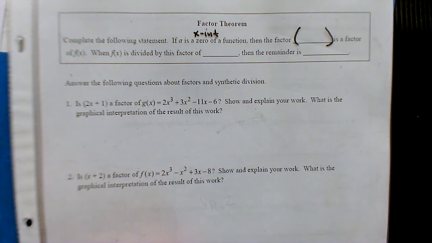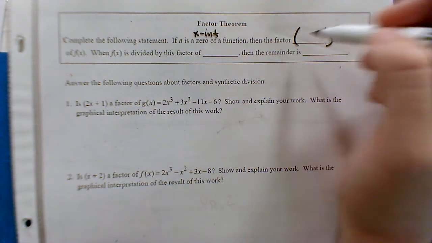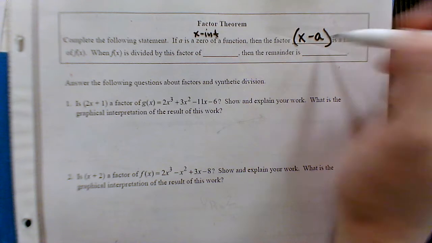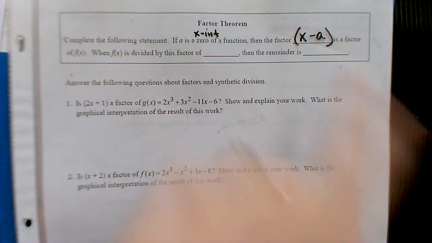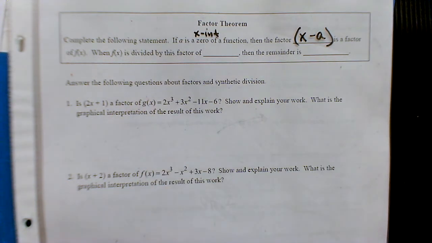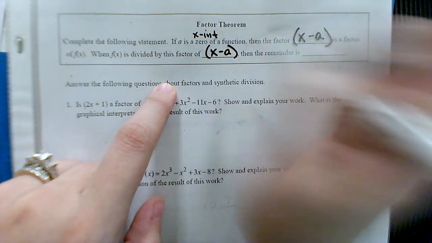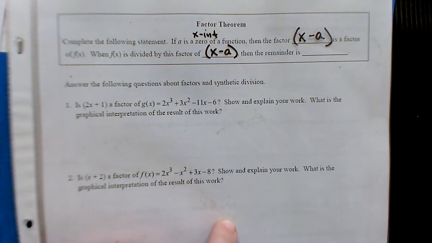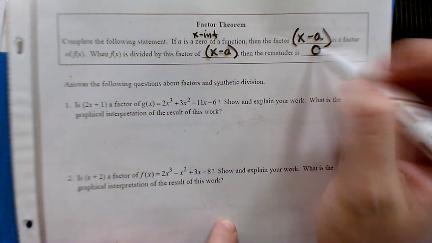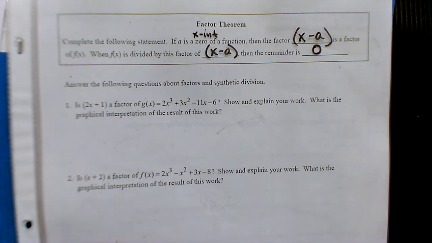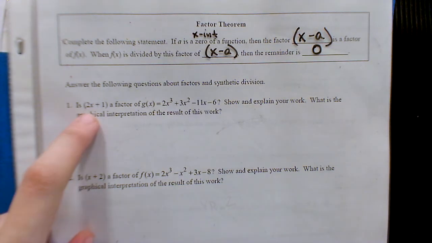Can we think about it? X minus A, okay? If that's a factor, aka that's representing an x-intercept, if we were to divide a polynomial by that factor, we know the remainder should be 0. It goes in evenly. Okay, x-intercepts produce factors, aka the remainder is 0. Goes in evenly. So let's use that concept for some of these questions.